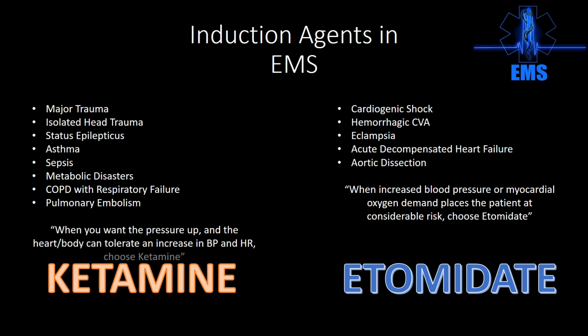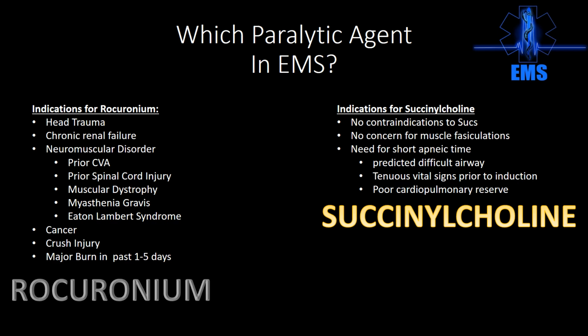Patients who are in cardiogenic shock, have a hemorrhagic stroke, who are eclamptic, who have acute decompensated heart failure or have an aortic dissection, patients who cannot tolerate rapid increases in heart rate and blood pressure should probably get etomidate. So when the increased blood pressure and myocardial oxygen demand places the patient at considerable risk, I would choose etomidate.